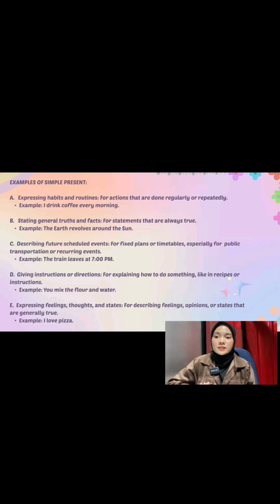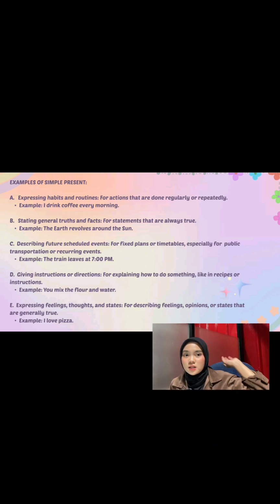Okay, examples of simple present which are usually used every day. The first is expressing habits and continuity. An example of expressing habits is like, I drink coffee every morning. So every morning here is an activity that is done repeatedly. Okay, next, the third, describing future scheduled events, for fixed plans or timetables, especially for public transportation or recurring events. The example is like, the train leaves at 7 p.m.